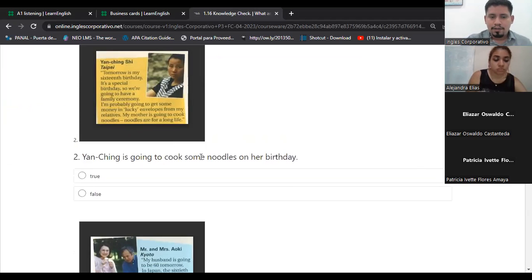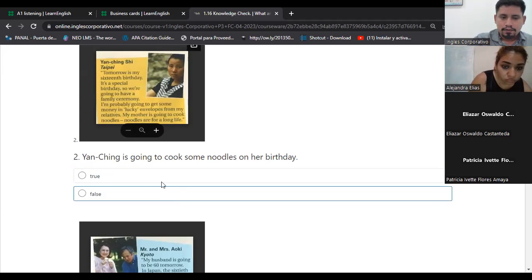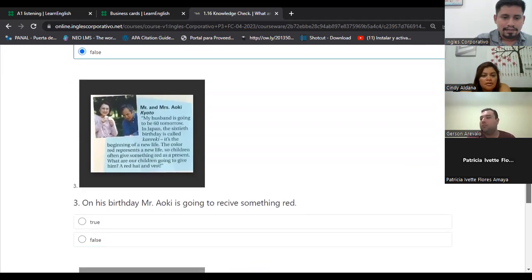Second one. Let's read the second one. It says, Yanqing is going to cook some noodles on her birthday. Is it true or false? False. Where do we find that? Her mother. Okay, the last sentence: my mother is going to cook noodles. She's not going to do it.